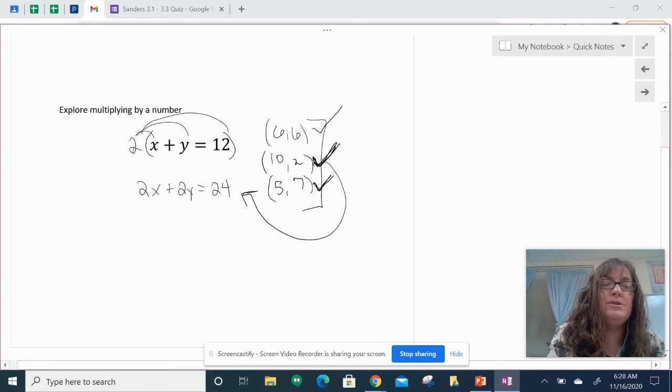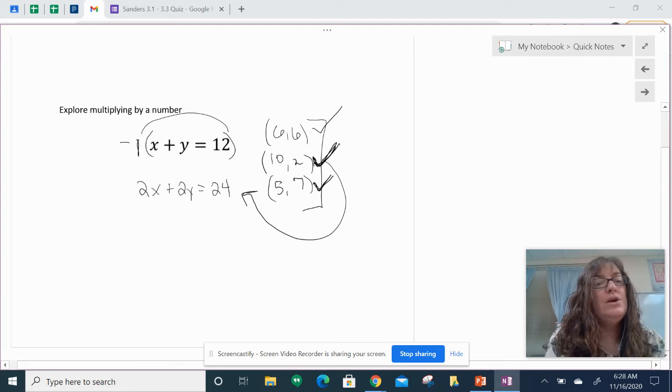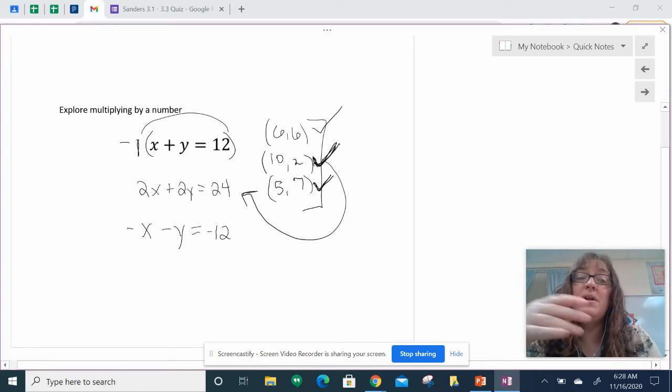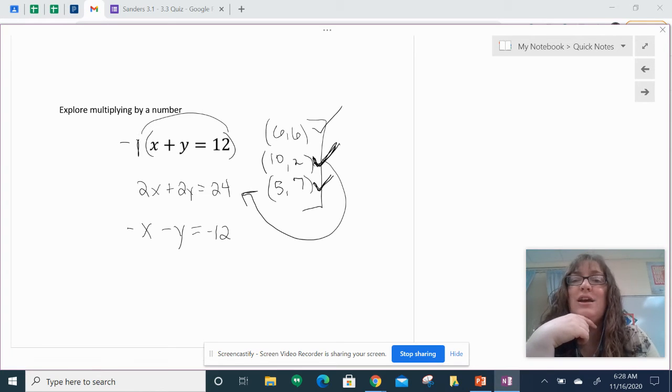Let's try another number. So instead of multiplying this time by 2, let's multiply this time by negative 1. So negative 1 times x becomes a negative x. Negative 1 times y becomes a negative y, and negative 1 times 12 becomes a negative 12. If you'll check them out, every one of these points still works in this equation.